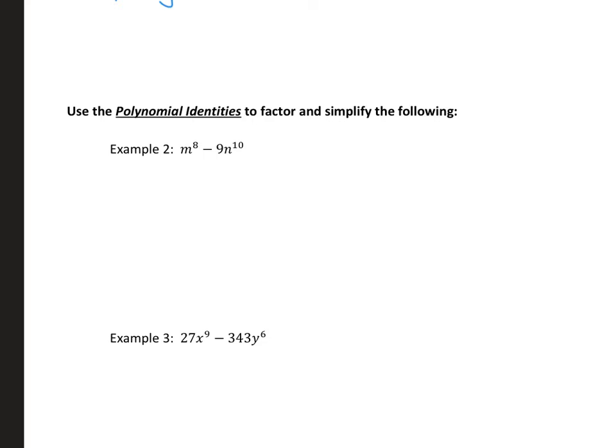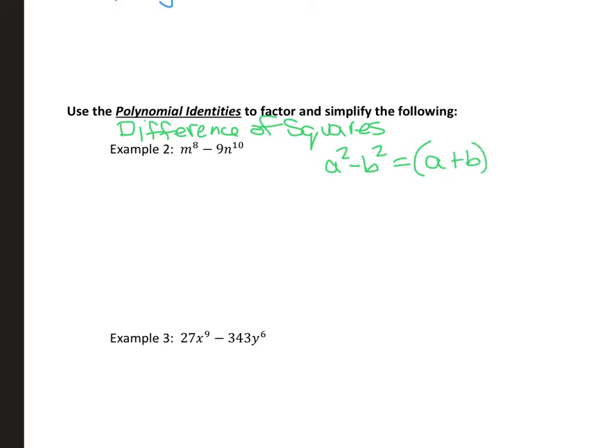So this first example here, let's identify what we see. We see a difference, and we see some perfect squares here. So we've got the difference of squares. And let's first write down the identity. The difference of squares says that if we have a squared minus b squared, that's going to equal a plus b times a minus b.